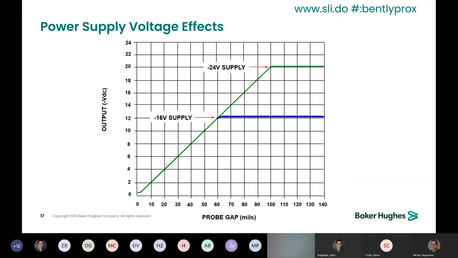The graph here shows the effects of supplying a proximeter with a lower voltage of 16 volts. Although the scale factor is within the limit, the linear range has been severely reduced. Note that there is approximately a 4-volt DC offset from the power supplied to the maximum potential output of the transducer system. This means that the maximum output signal will be about 4 volts less than the power supply voltage.